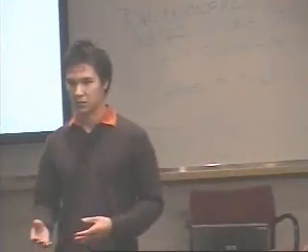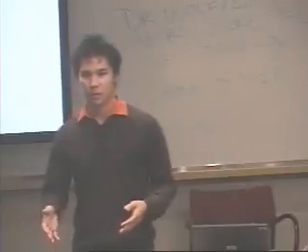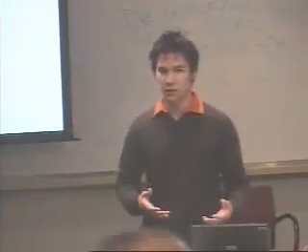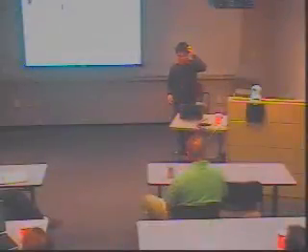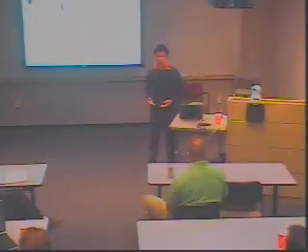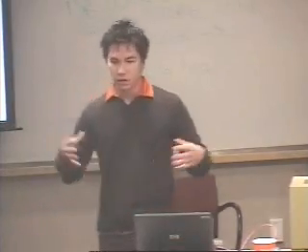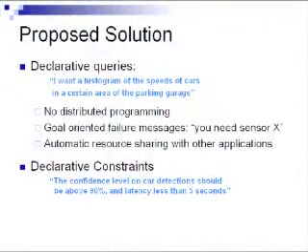For example, you might be able to get goal-oriented failure messages. So if you pose a query and it can't be solved, the interpreter could give you a response such as, I can't solve this problem because you need extra sensors in this particular area, or you need to design a service that looks like this. Now, with an imperative language, of course, you can't do that because you don't know what the programmer wants. With a declarative language, you know what they want, so you can give them goal-oriented failure messages. And furthermore, we can do automatic resource sharing between applications. The reason is, if we take all of the declarative queries of all the users and put them together, that becomes one giant query, and we just try to solve all the queries simultaneously.